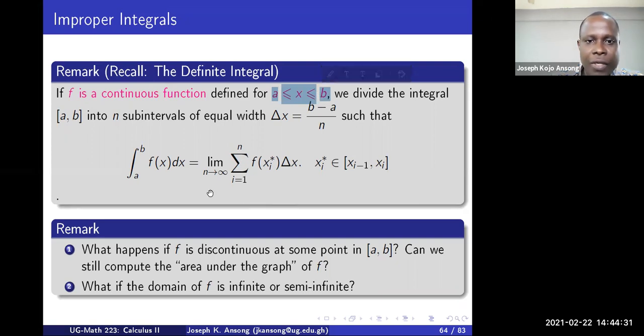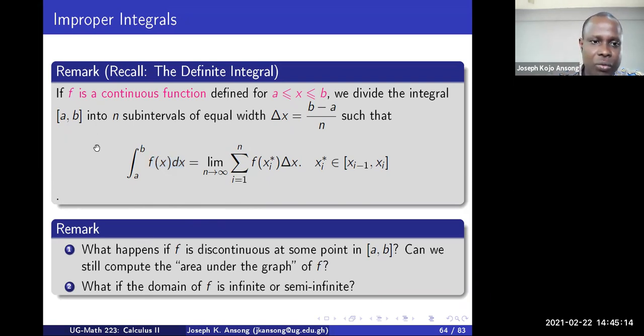So the question we want to ask is, what happens if this function f of x is discontinuous at some point in the interval a to b? Can we still compute the so-called area under the graph of f if that happens? Secondly, what happens if the domain of f is infinite or semi-infinite? What if a is negative infinity? What if b is positive infinity? What if this is a number and that is infinity? What do you do in those instances? When that happens, we get what is called an improper integral.